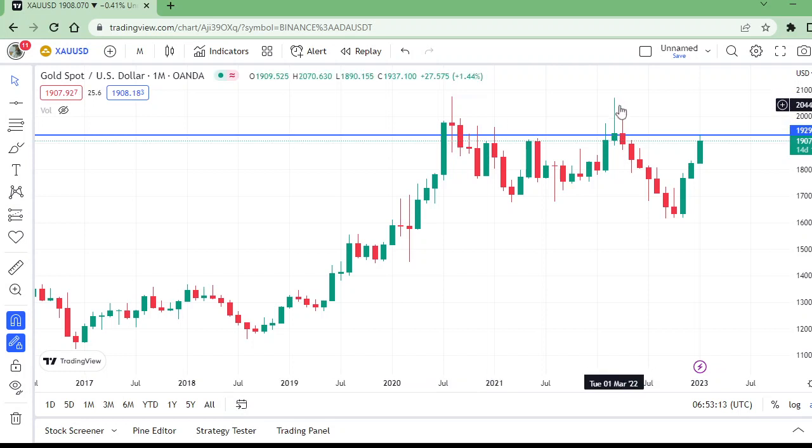And previously the high was not broken. So this is the monthly time frame. This is the level we are watching, viewing it as now expected to be rejected. But let us see on the weekly time frame and other time frames also.